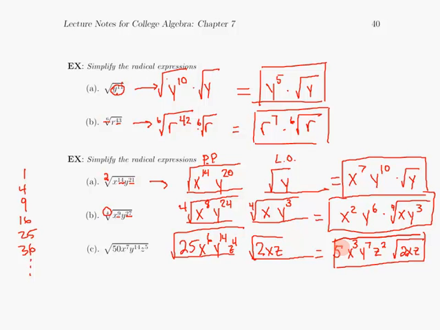Alright, that's the end of this section, section 7.3. You now know how to simplify radicals by pulling out perfect powers. We'll use this now in the next section as we start to add and subtract these radical expressions together.